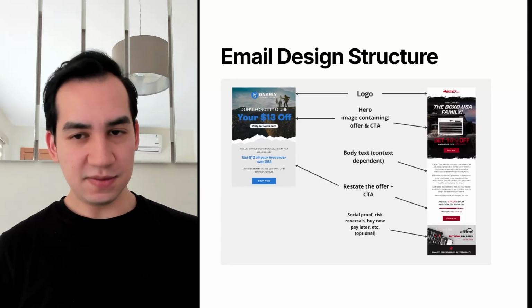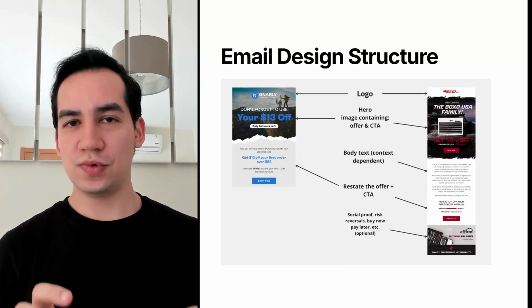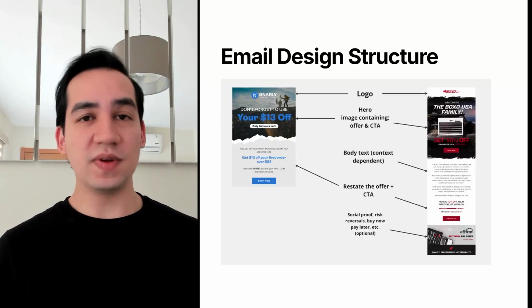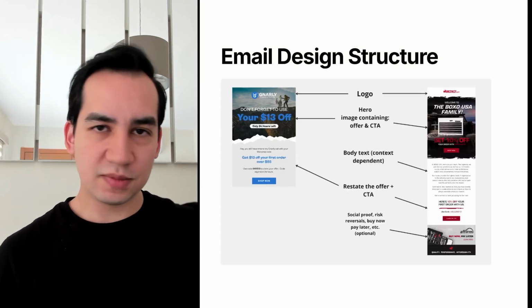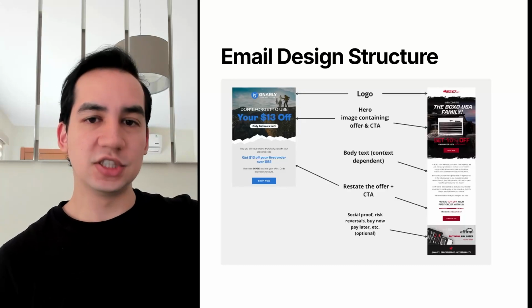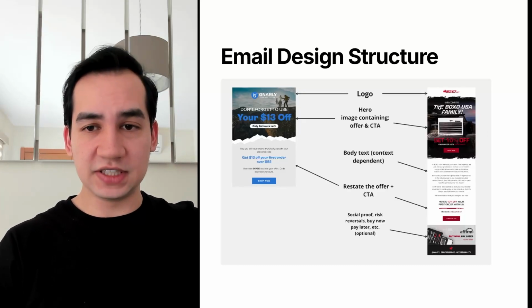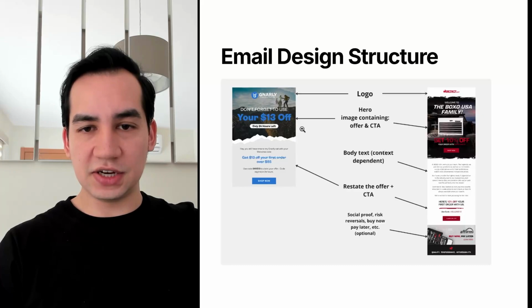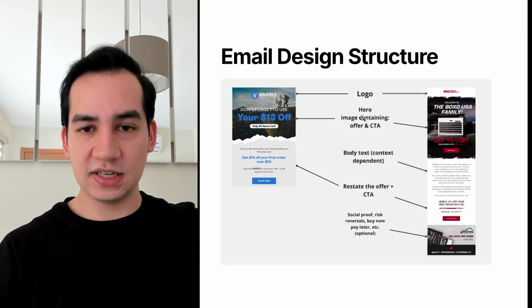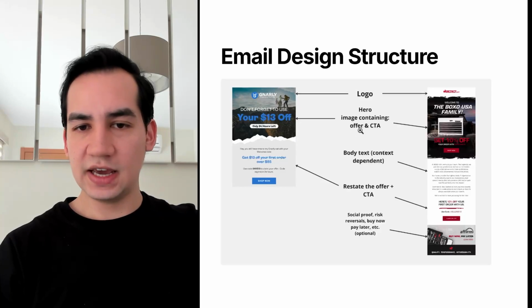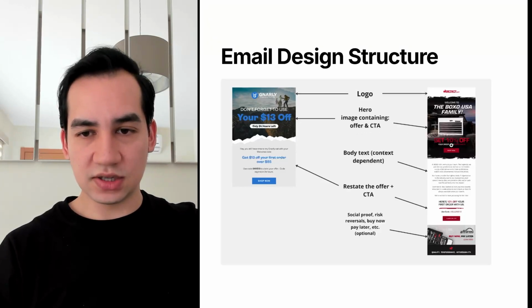So the email design structure. This is going to vary depending on what you're using the email for, but all of them are going to share certain elements in common. Number one is the logo, obviously. You want to superimpose that onto the hero image. And then the hero image. This is actually the most important part of the email, which I'll get into later, but it needs to contain the offer plus call to action.